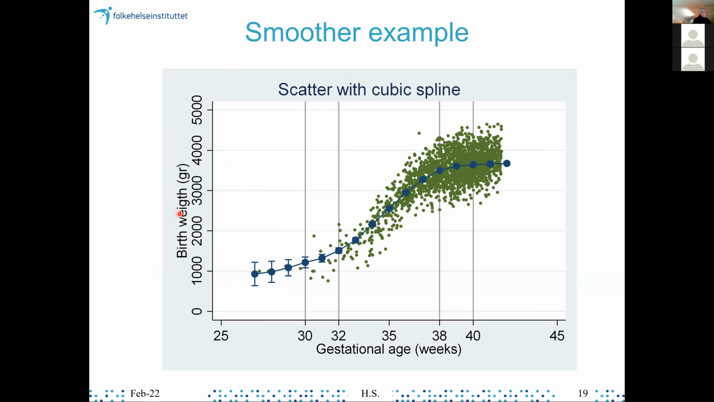Here we have the birth weight as a function of the gestational age in weeks. The green dots show the data. And here we have a smoothing function that is bending a bit up and down and fitting the data very well. So in this case, this is a spline fitted to the data.